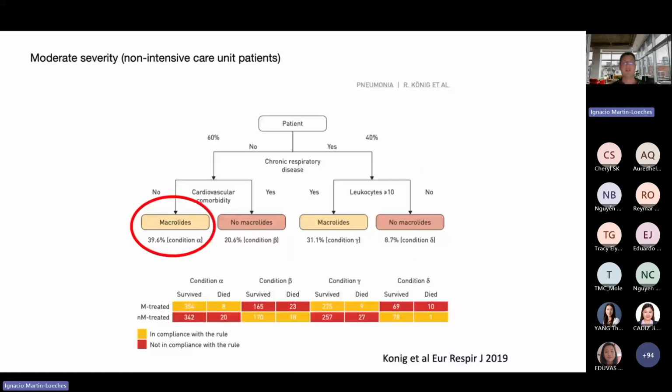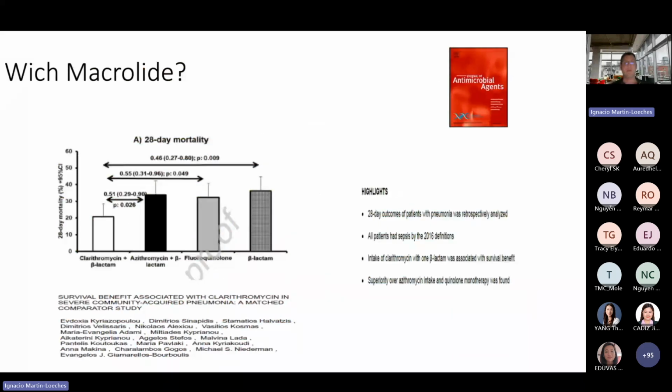Also, the use of macrolides is not only beneficial in patients with comorbid conditions, but probably more in those that do not have comorbid conditions. So those that are not going to have resistant strains and are going to have fewer comorbid conditions, as you can see in this machine learning study. Again, we have indirect evidence when we are looking at which is the best macrolide. In this case, based on this study from a Greek group, the use of clarithromycin represents a benefit compared to others.